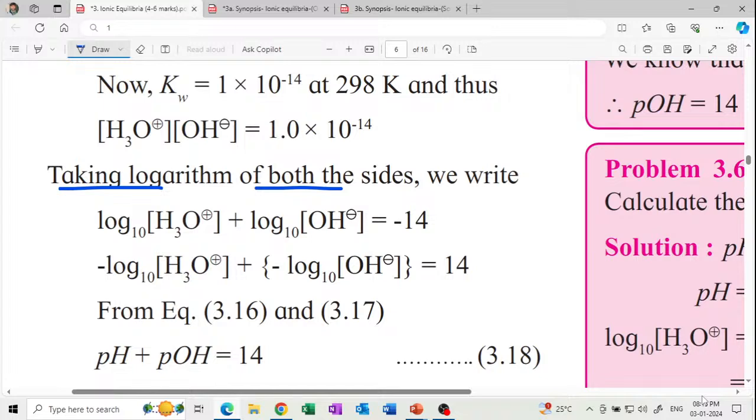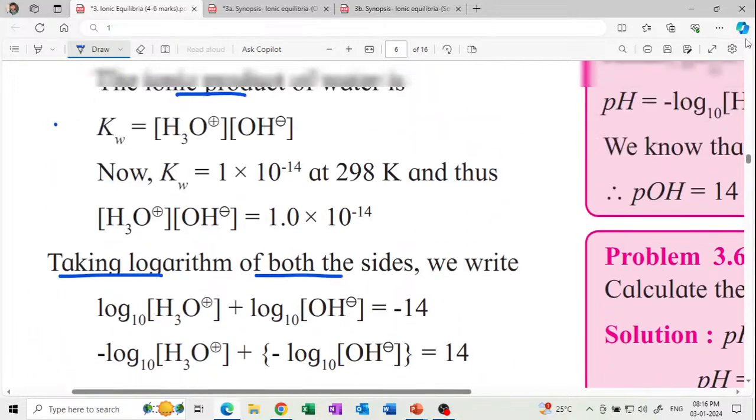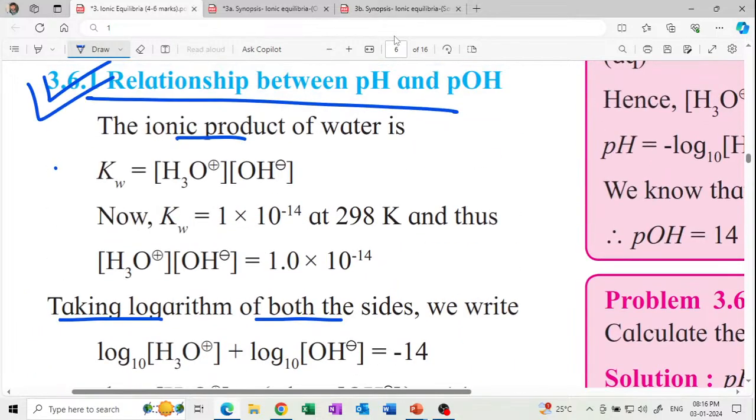If you change the sign, or multiply by minus 1, this is minus log of H3O plus minus log of OH minus is equal to 14. Therefore, on the basis of the definition of pH and pOH, this is your required equation. So this is the derivation actually: pH plus pOH equal to 14.